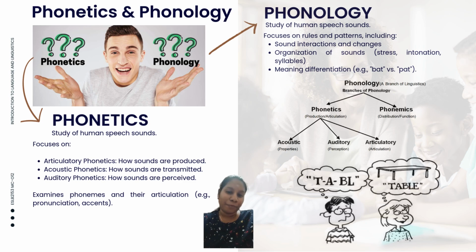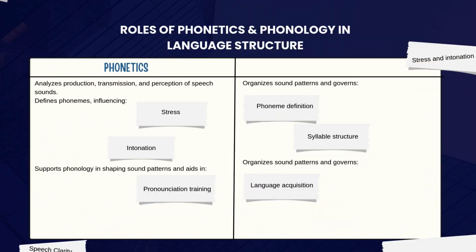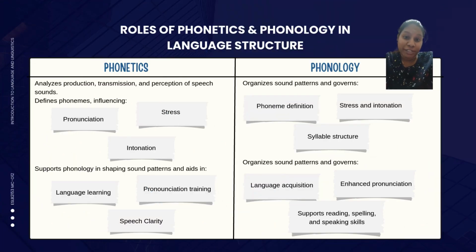to produce them. Phonology, on the other hand, is more about the system and structure of sound in a language. It looks at patterns, rules, and how sounds change when used in words and sentences. Unlike phonetics, which deals with the actual sound, phonology focuses on how these sounds function in communication. For example, the words bat and pat differ by just one sound, but that tiny difference changes the meaning of the word entirely. Now let's talk about how phonetics and phonology shape language.